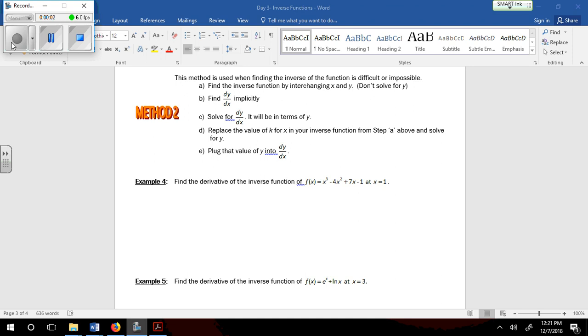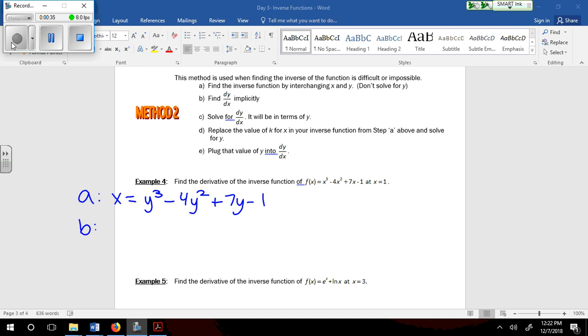All right, so the second method, we would need this because when we switch the x and y, that's the first step, is to actually find the inverse. So we get x equals y cubed minus 4y squared plus 7y minus 1. It would be impossible to solve for y by itself like we did in method 1. And so in this example, we're actually going to find the derivative from this step. And so we're going to have to use implicit differentiation to find the derivative.